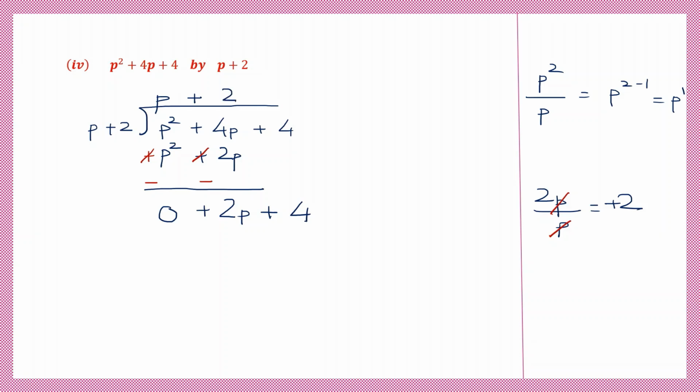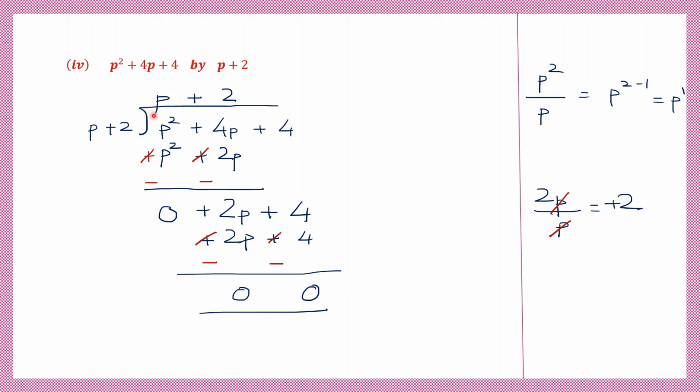Now I need to multiply 2 with p first. 2 into p will be, because it's plus, 2p. Then I need to multiply 2 into the next term, which is 2 again. 2 2s are 4. So plus 4. So I've finished my multiplication. Now I need to subtract. The signs will change. This becomes minus. This also becomes minus. Now plus 4 minus 4 is 0. Again, plus 2p minus 2p is 0.